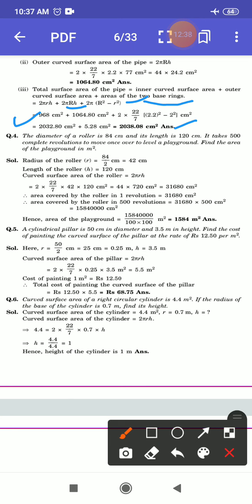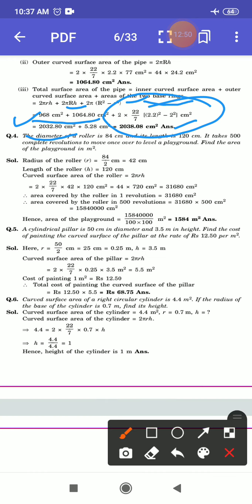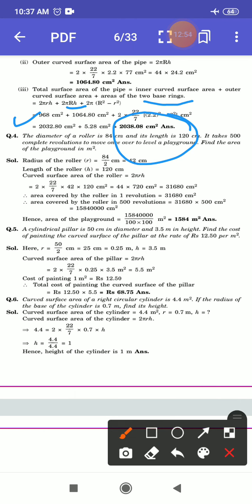Clear? Then you have to solve this value and find the answer, 5.28 centimeter square, and add these things. This value is this, and then after you have to add to get the total, and the total area is 2038.08 centimeter square, when the inner curved surface area and outer diameter are given there.